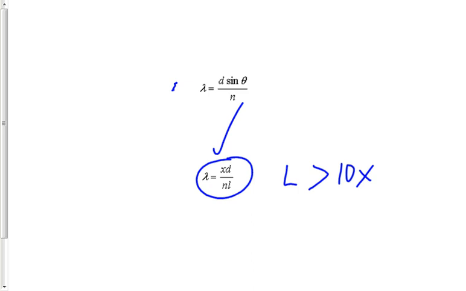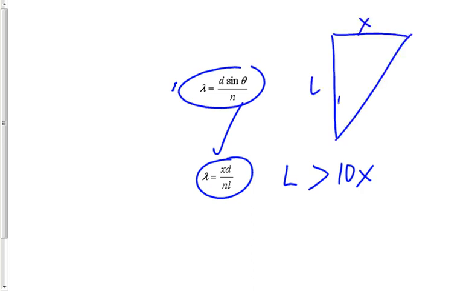If it's not, then listen, you're going to have to use this equation, but you're going to need the angle to do that. Here's L, here's X. How do you get the angle? The inverse tan function, right? Get the angle and use that equation, okay?